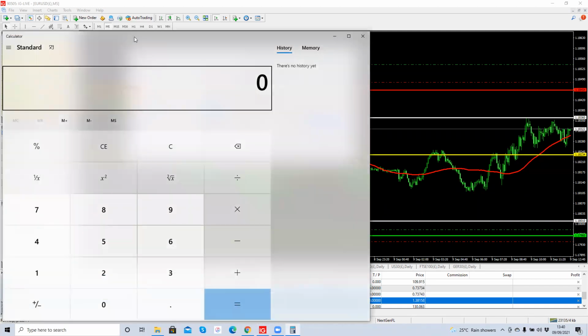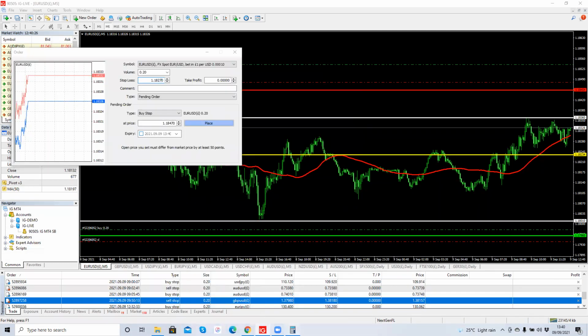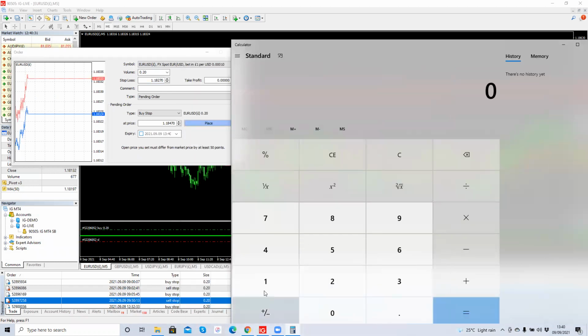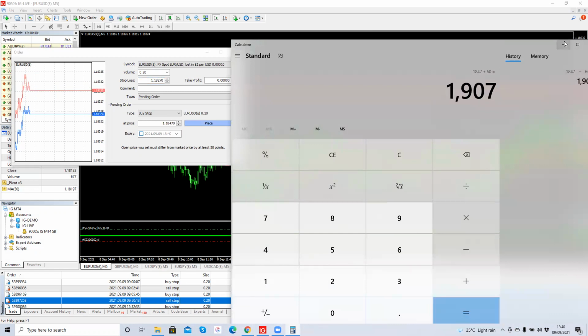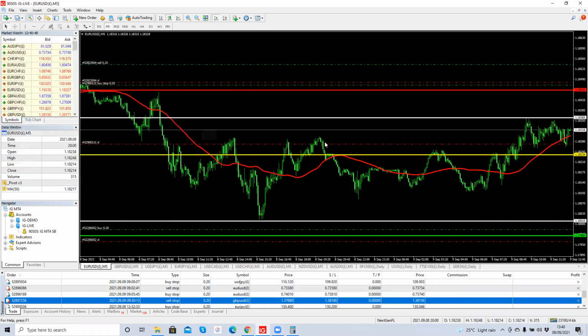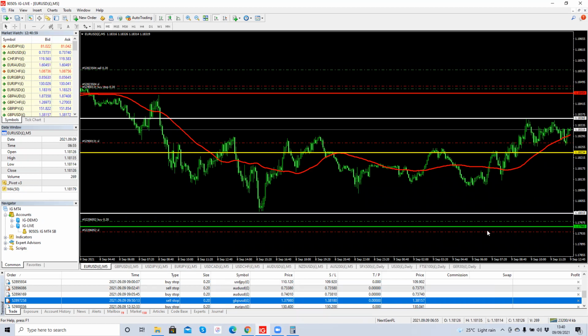For that, it would be 1847 plus 60, since I'm buying. So that's 1907, so 1.1907. Okay, so that's the buy order: 2 pips just above R1, with a 20 pips stop loss and a 60 pips profit limit. Now the sell.